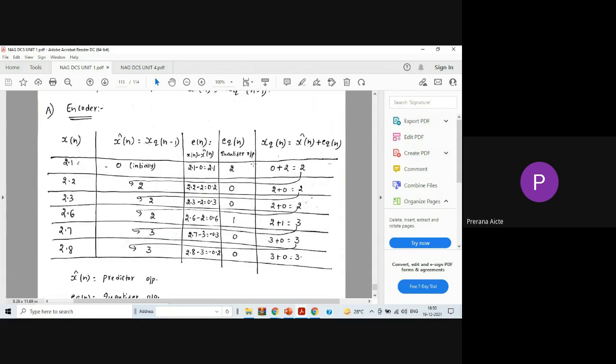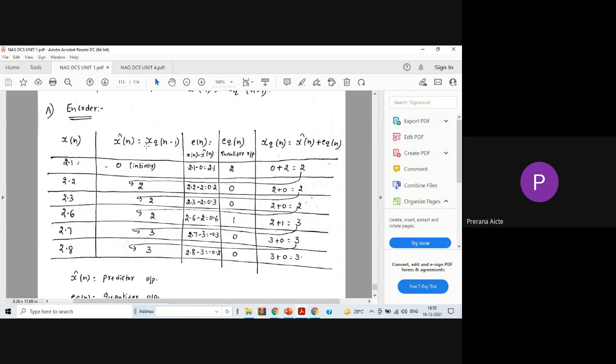See this. First we have to write the input samples. x(n) is what they have given: 2.1, 2.2, 2.3. Initially there is no data, so the prediction filter input is 0. Then after that, what it will do?